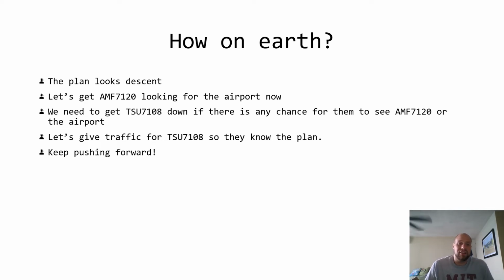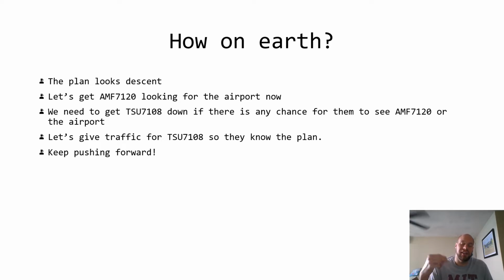We need to get Transauto 7108 down if there's any chance for them to see Amflight 7120 or the airport, right? They're still pretty high. Considering that they usually ask for descent right around the boundary with Santo Domingo, usually over Maya, we are late with that, so we might have to pay the price, because at the descent rate of the Convair, they may never end up being in the same kind of ballpark altitude-wise to see and follow Amflight 7120.